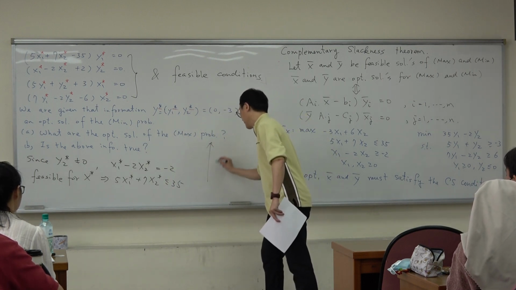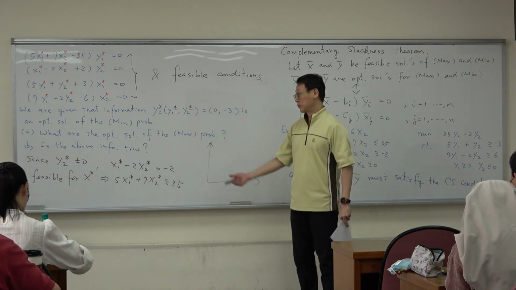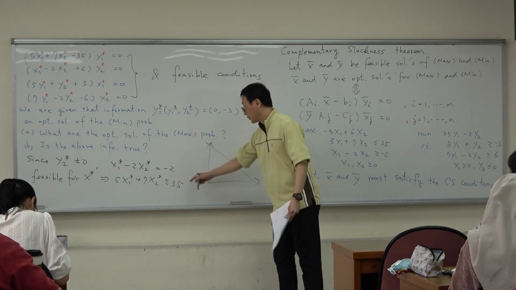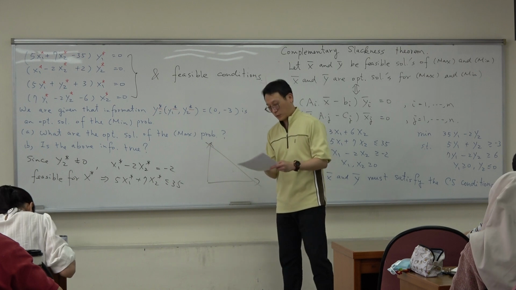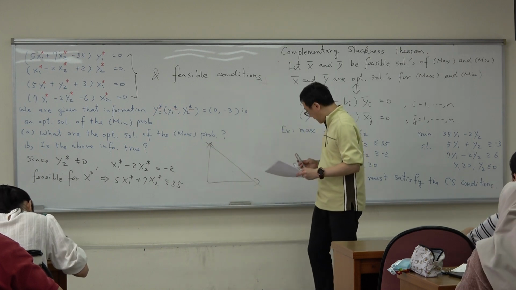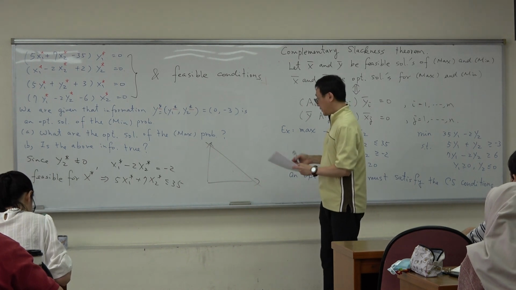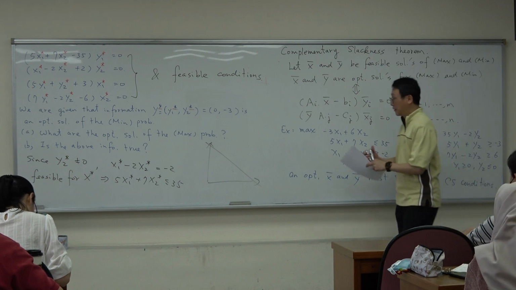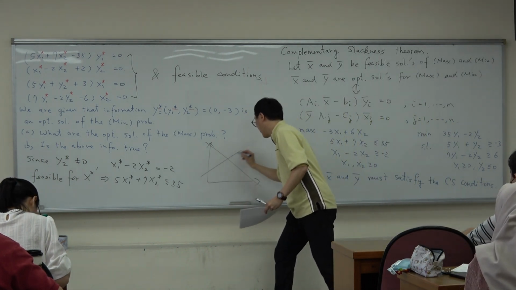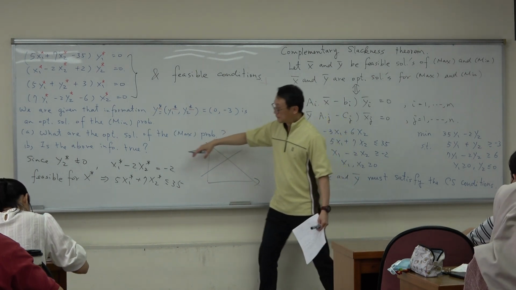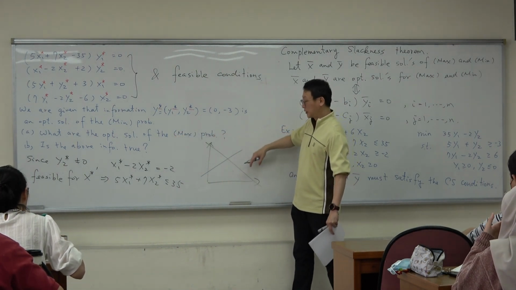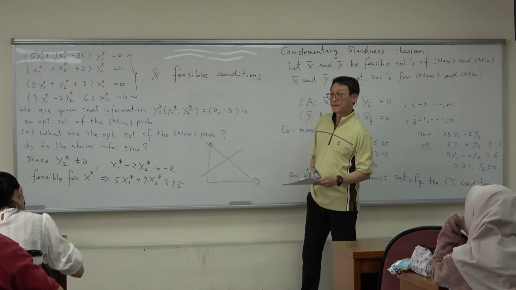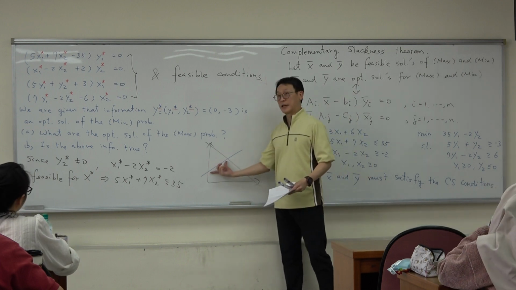You can find it. You can draw a figure because there are only two variables. That's less than or equal to 35. The blue part is x1 minus 2x2 equals minus 2. So it should be on this line.